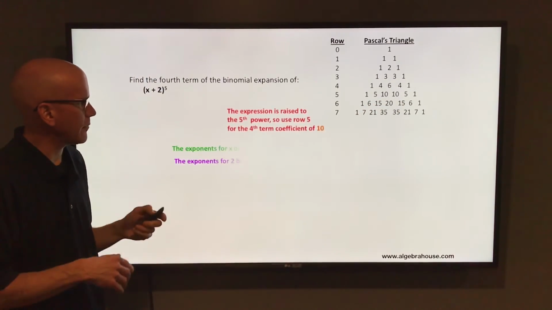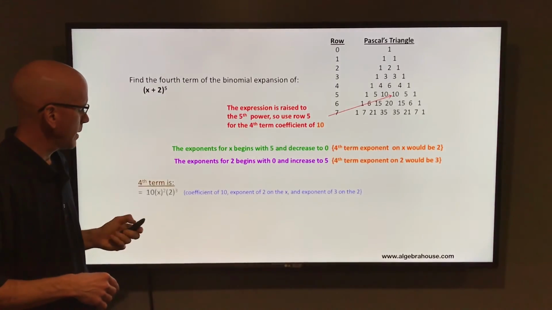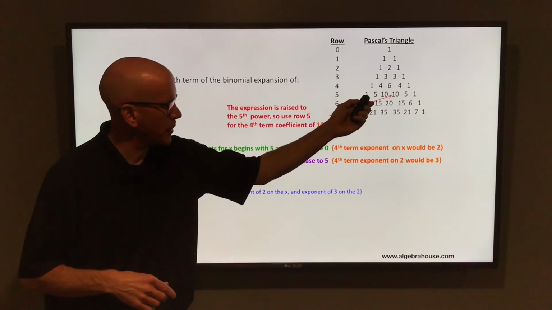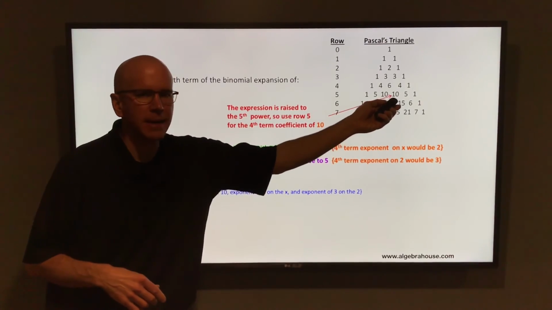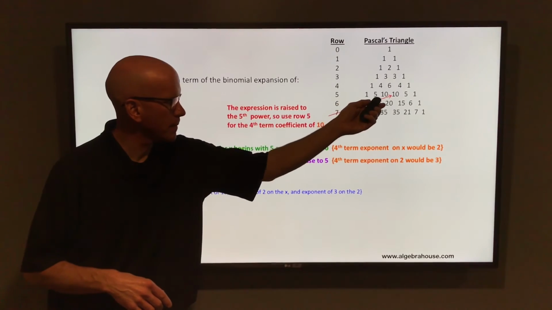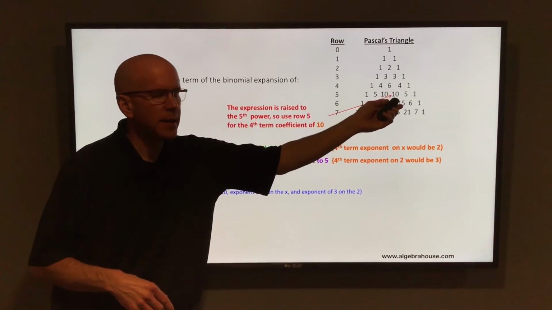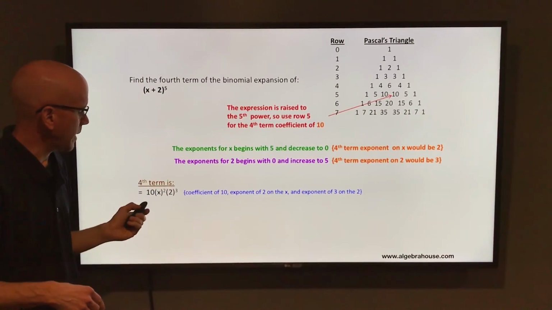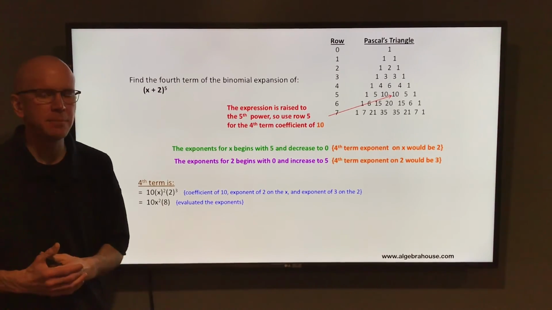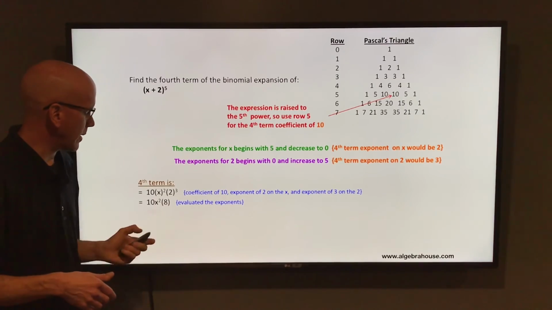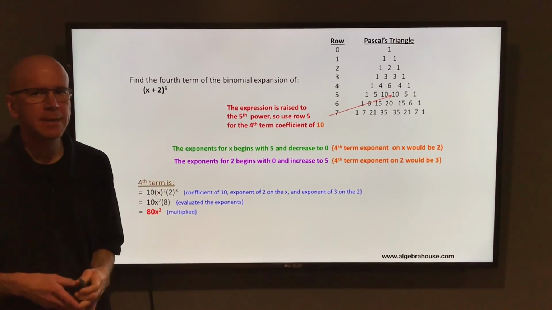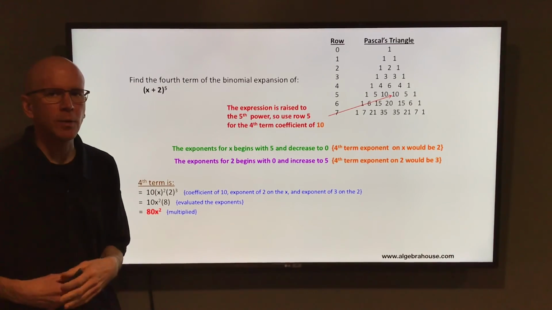So what we have right now, we have a coefficient of 10. We have x being taken to the 2nd power because we went x to the 5th, x to the 4th, x to the 3rd, x to the 2nd. And then we have a 2 to the 3rd because we started 2 off to the 0, to the 1st, to the 2nd, and 2 to the 3rd. So we have 10x squared times 2 to the 3rd. That'd be 10x squared times 8 because 2 to the 3rd is 8. And that would be 80x squared. So the 4th term of the binomial expansion of x plus 2 to the 5th is this 80x squared.